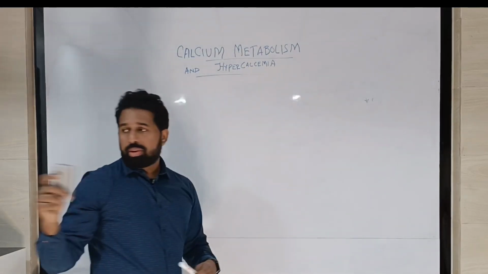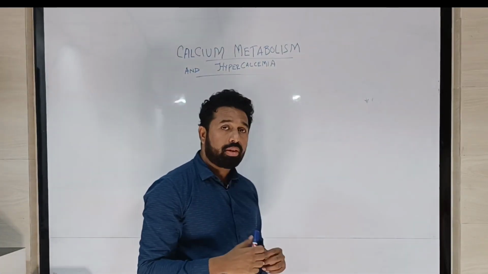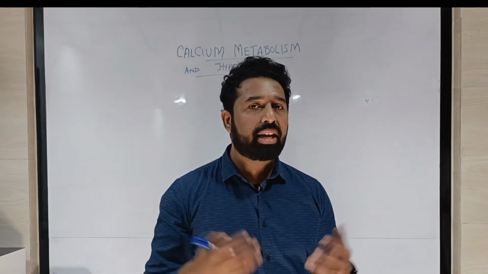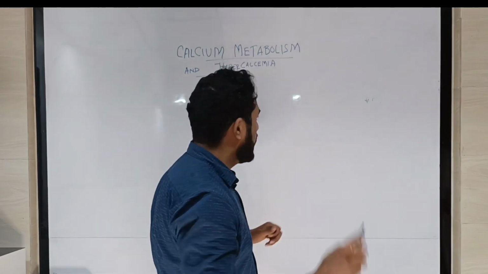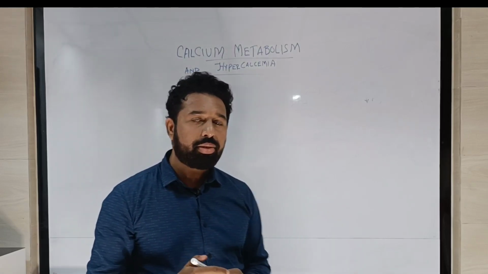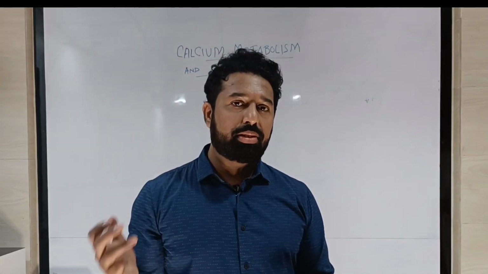Now, I already told you what happens. Now, we'll go into how this net effect of increased calcium and phosphate happens with vitamin D. I'll be talking about vitamin D first. Vitamin D, as you know, has two sources: a plant source and an animal source.